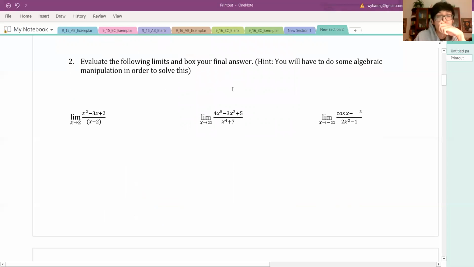Evaluate the following limits and box your final answer. I might either adjust these problems or just give a hint for each one on what you should be doing. So the top one, right? You'll notice that, yeah, I'm going to come up with a problem.